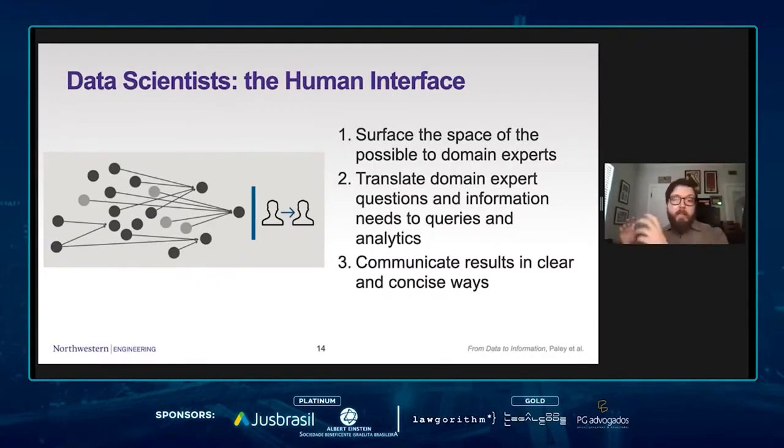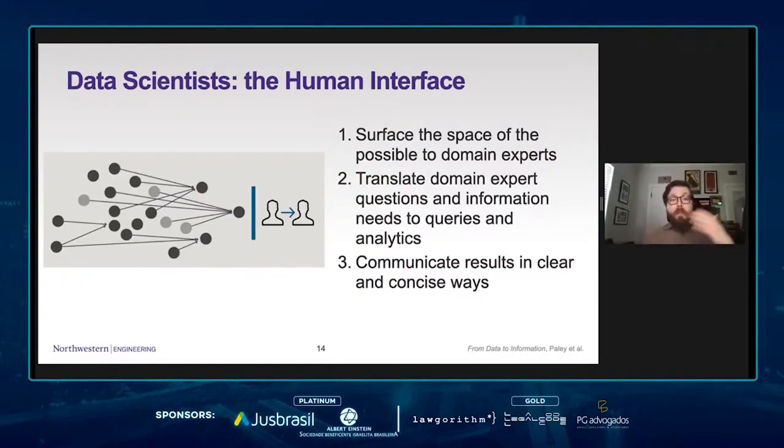This is the data we have on hand. This is what we can do with it. They then can listen, have conversations with the domain expert, and translate the information needs, the questions, back to queries and analytics. And then when an answer is arrived at, bring that answer back and communicate it in a way that's clear to the domain expert.